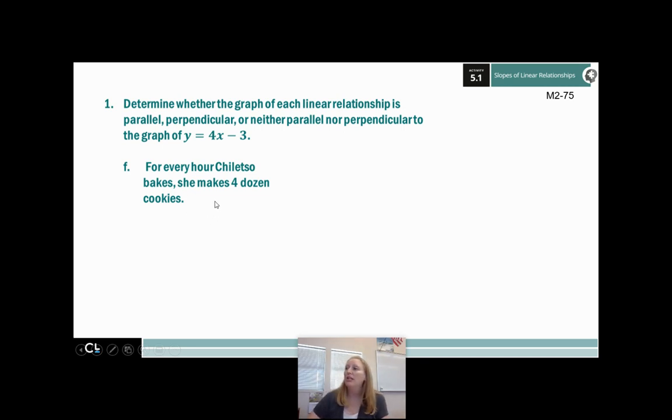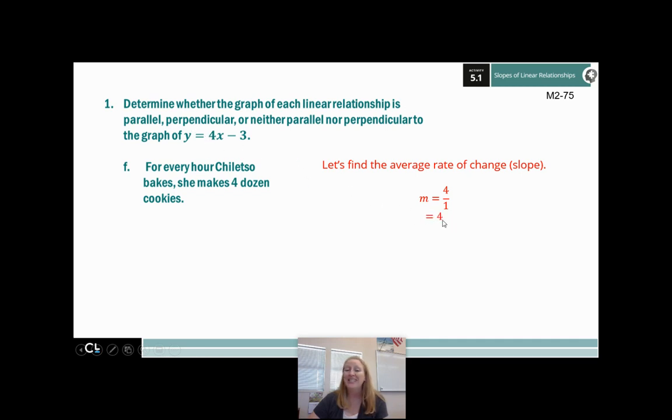So for every hour Chilezzo bakes, she makes 4 dozen cookies. Again, I'm going to write that as a slope, as an average rate of change. So 4 dozen cookies every 1 hour. It's 4 over 1, which of course, 4 divided by 1 is 4.